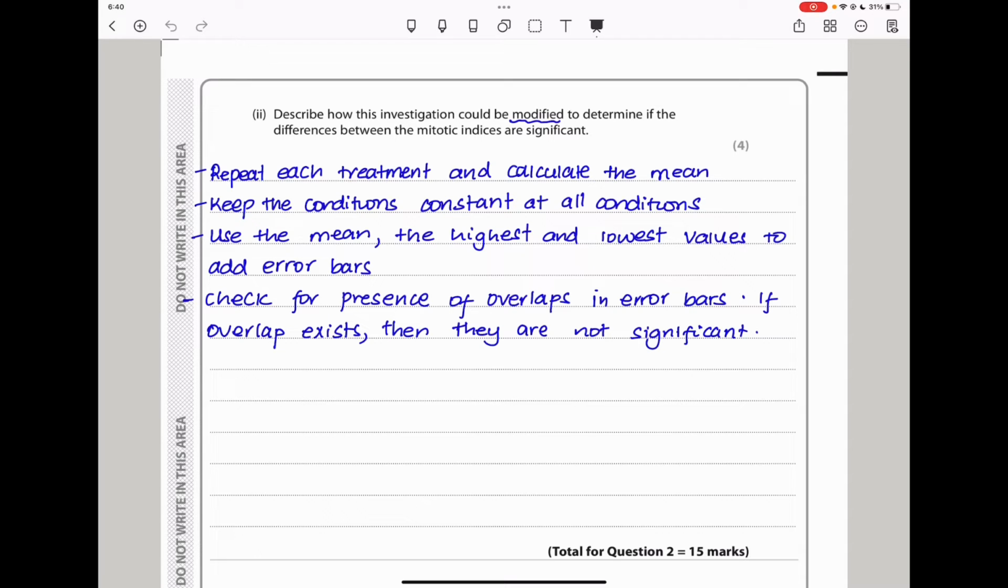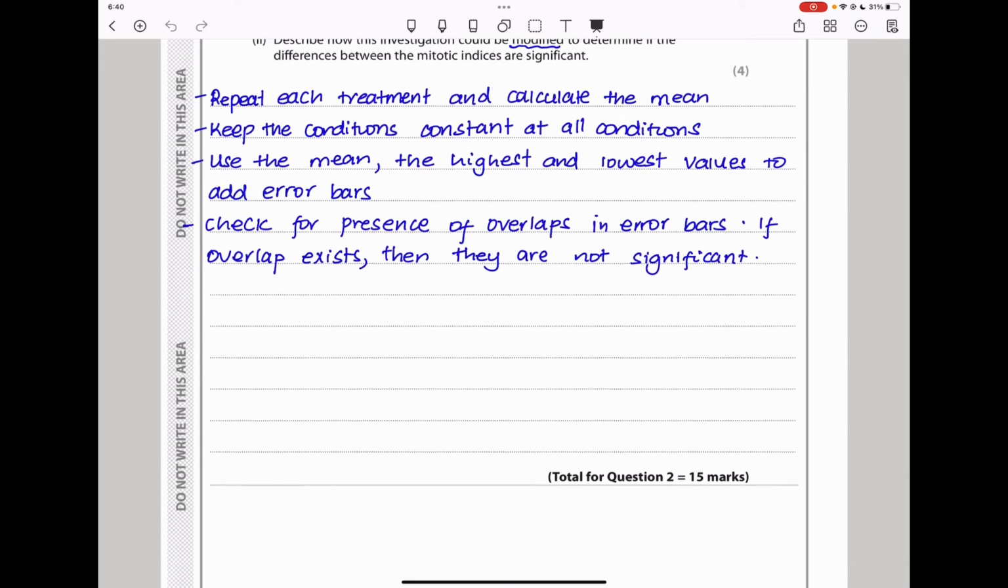If the error bars, let's say, of a concentration for one species and the other species do overlap, then we could say the results are not significant. However, if there is no overlap, then the results should be significant. Significance is established if you repeat the experiment, calculate the mean, put error bars, and see if there is overlap or not. So this brings us to the end of question 2. Let's go to question 3.